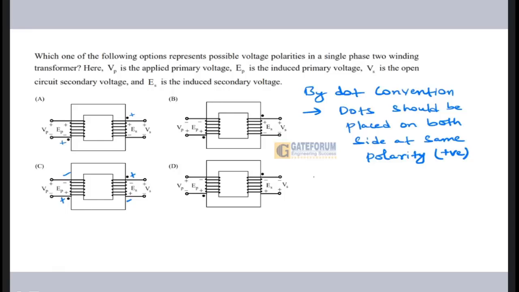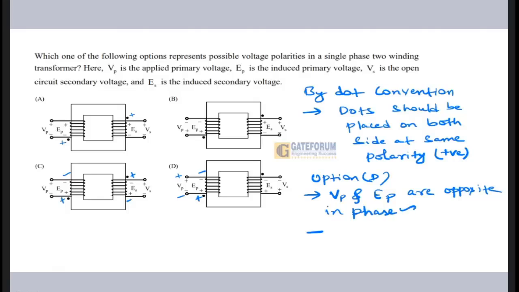But in option D, if you check, then you can see that Vp and Ep, because dots are placed here, so plus minus, and here you are getting plus minus, so Vp and Ep are opposite in phase, so that is correct. That is correct. And here if you see, this is plus, minus, and this is minus, plus.